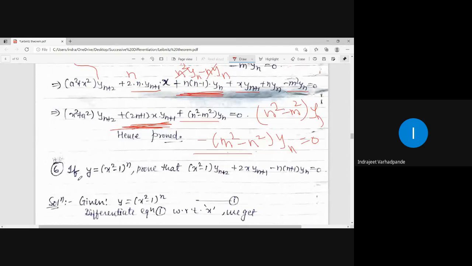Can you solve this now on your own? If y is equal to x square minus 1 to the power n, prove that x square minus 1 into yn plus 2 minus this. Note down this result for practice and try to simplify. The simplification will be just like the power one we did just now.